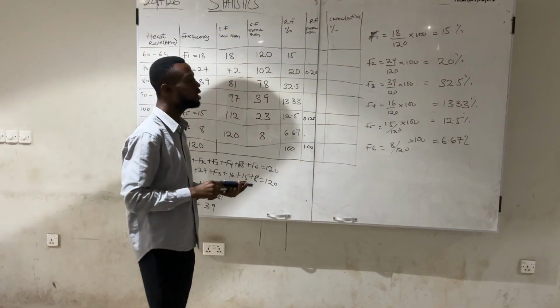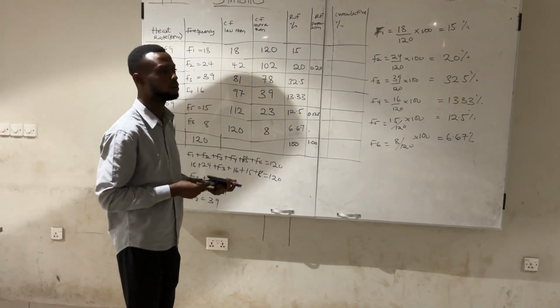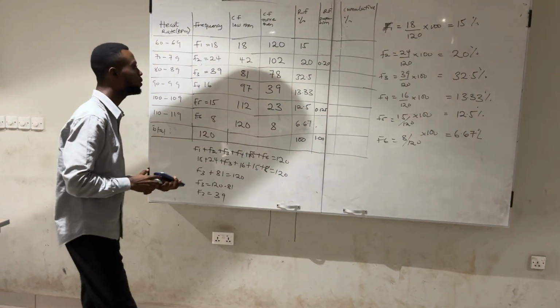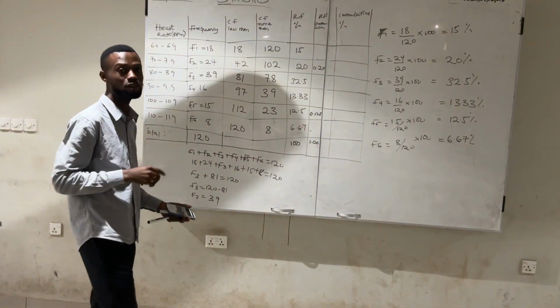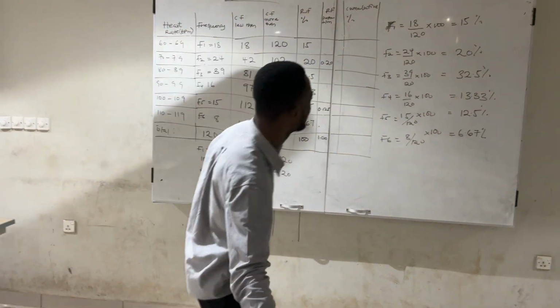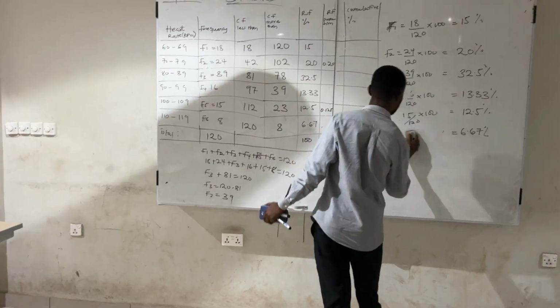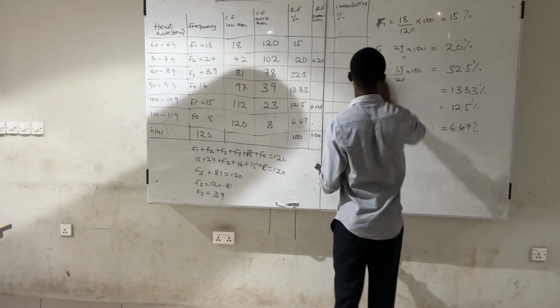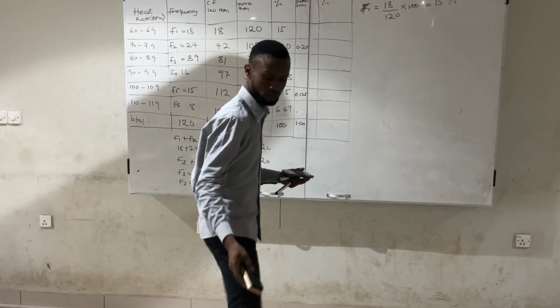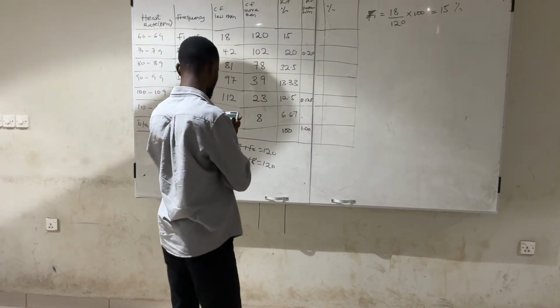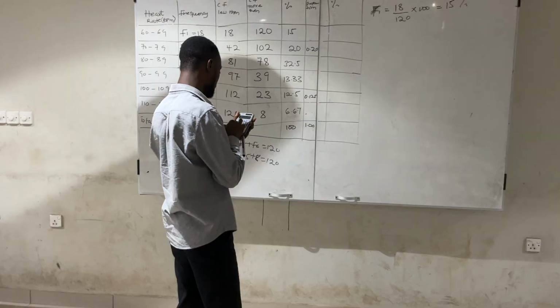Now we are moving to relative frequency proportion. What we will do is that we take each frequency, then we divide by the total frequency. That will give us the relative frequency proportion. So let's do that. You can do it straight. So we are just doing it straight away. You will pick 18 divided by 120.